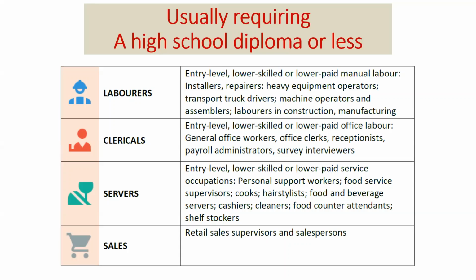And then finally, the sales category. So this is primarily people who work as retail salespersons, but we also put retail sales supervisors into this category. So that's the description. Those are the 14 categories.